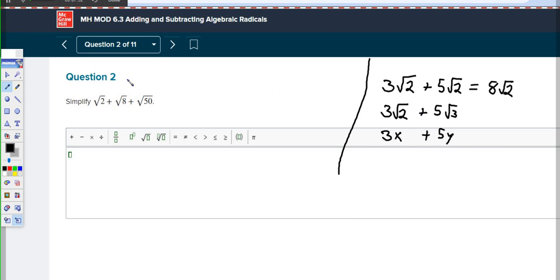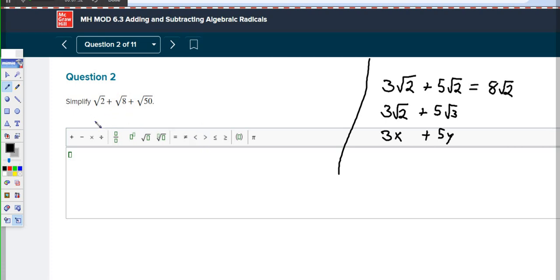So let's take a look back over here. I've got 1 square root of 2 plus 1 square root of 8 plus 1 square root of 50. And so you're like, okay, well, none of these match up. I can't combine those. That's like x plus y plus z, right? But not so fast, because we can simplify this. You always want to simplify those radicals first and then see if you can add them.